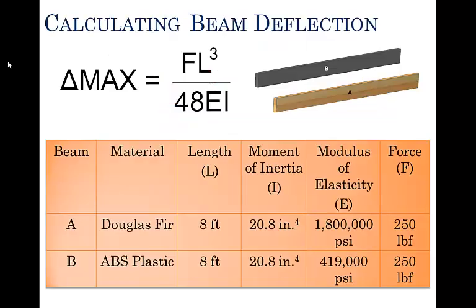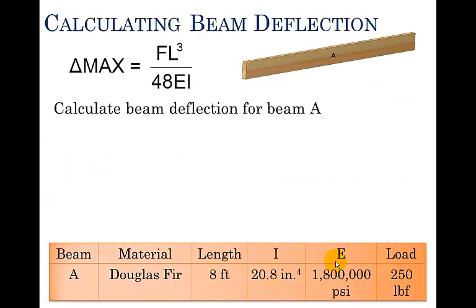So when we look at the calculations for this, it's the same formula. You saw that previously in this module. But look at the difference in the modulus of elasticity. This was an 8-foot length, 1,800,000 psi for Douglas fir, and less than 500,000 for ABS plastic.